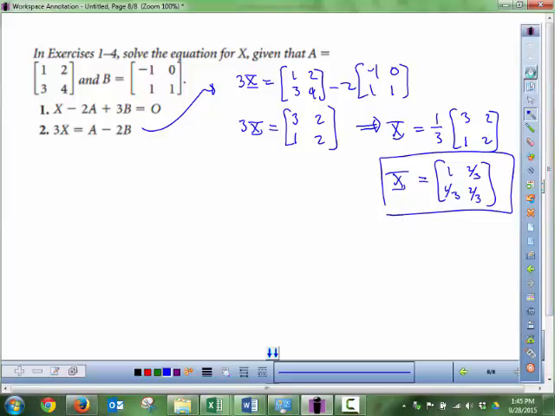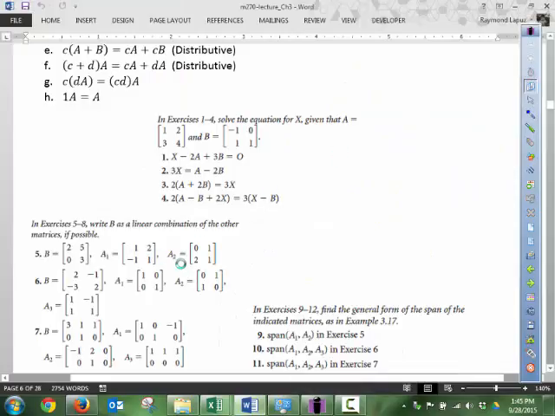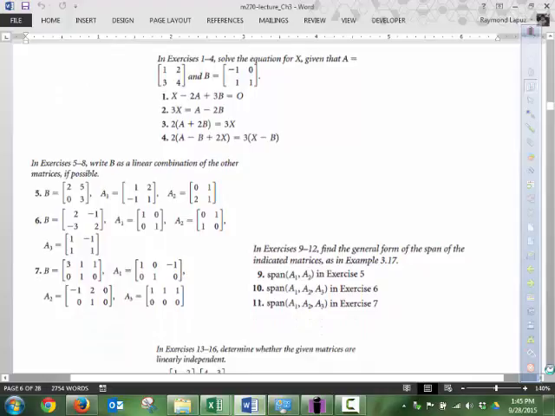All right, let's see if there's any other interesting problems we could do. Write as a linear combination of another matrix, if possible.